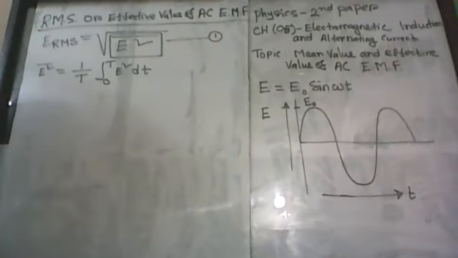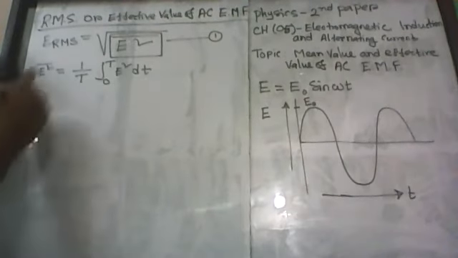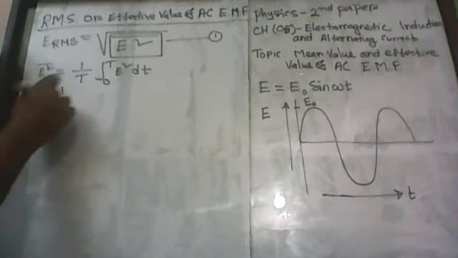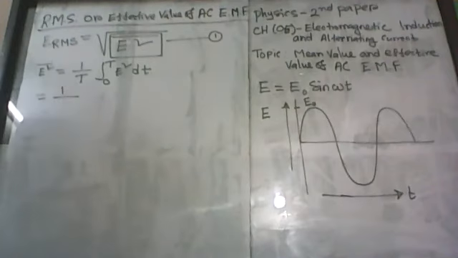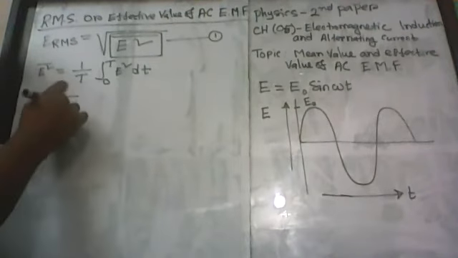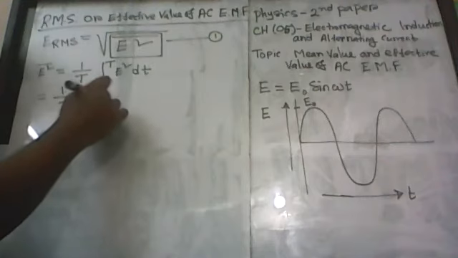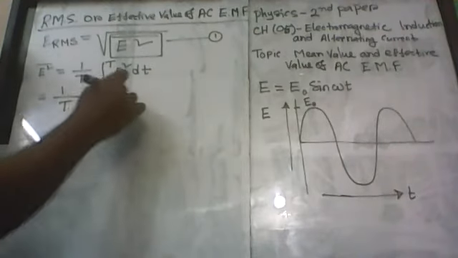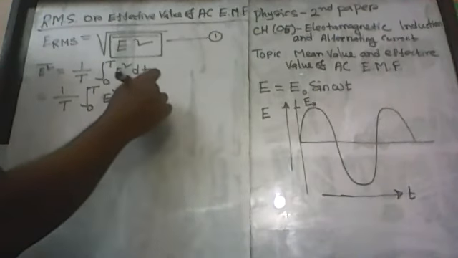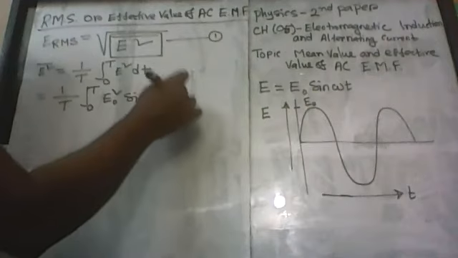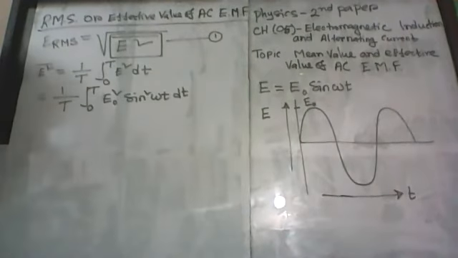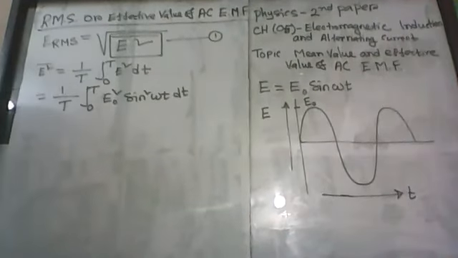Here E equals what? Here E equals E naught sine omega t. Since E equals E naught sine omega t, we can write 1 by capital T, integral from 0 to T, E square will equal E naught square sine square omega t dt.